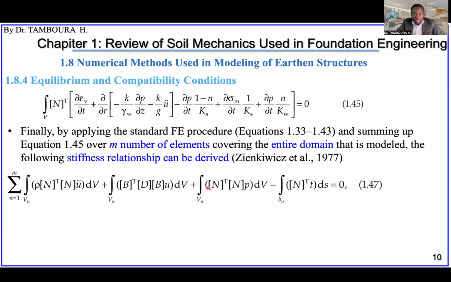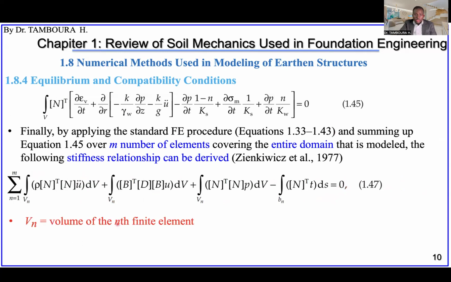Summarizing everything from the beginning until this equation, we can obtain for n, m number, meaning you can see here n going from 1 to m. M is the number of elements. If in your model you have 1,000 elements or 3,000 elements, it depends on the number of elements you have. Okay, we can summarize all of them like in this equation, and it will be 0.